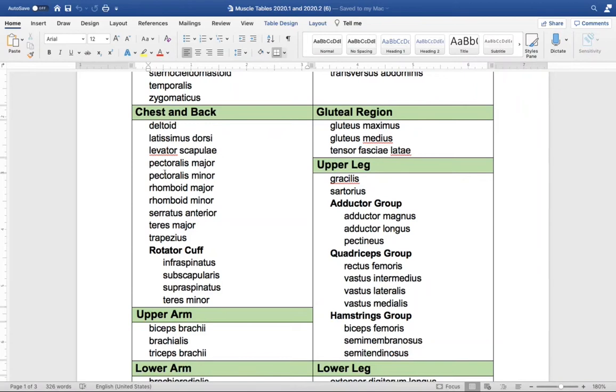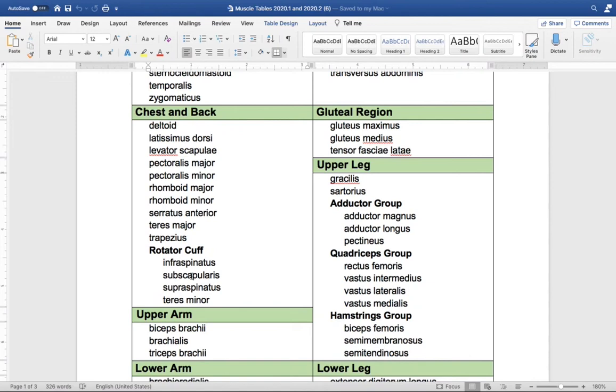We can't forget rhomboid major, rhomboid minor, and the teres major muscles that can also be found on the posterior side of the body. Now, aside from these back muscles, we also had the rotator cuff, and these muscles were found very closely associated with the scapula bone.